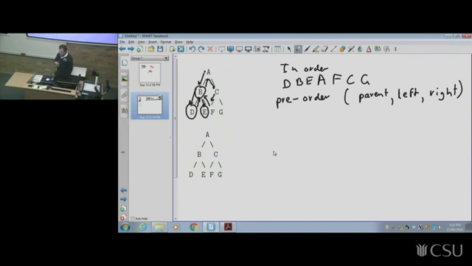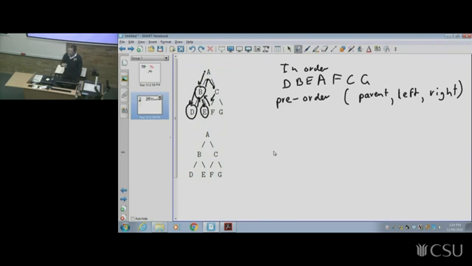So other applications of a tree. Guys, can you be quiet for a sec.